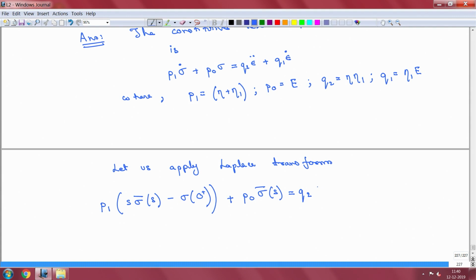And then you have Q2, and here you will have s squared epsilon bar of s minus s times epsilon 0 minus epsilon dot 0. So this is the expression for the first term, and then you have the second term, which will give us Q1 times s epsilon bar of s minus epsilon 0.